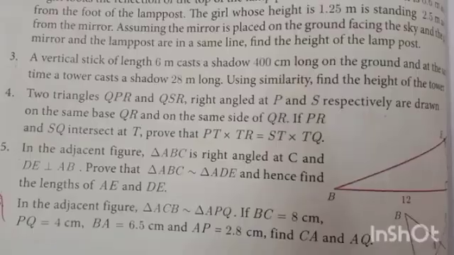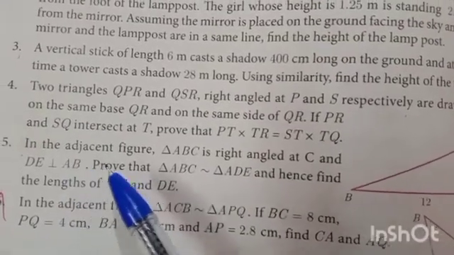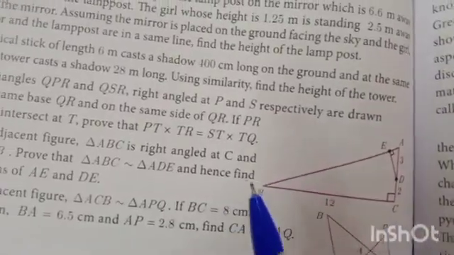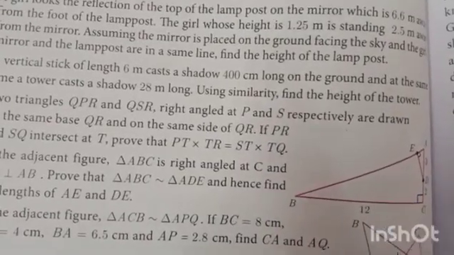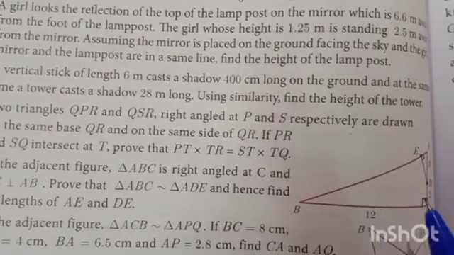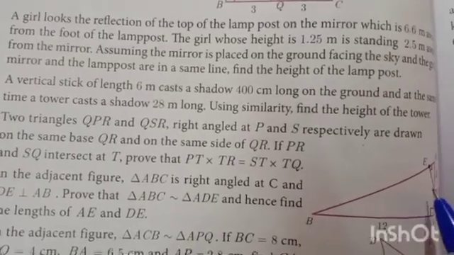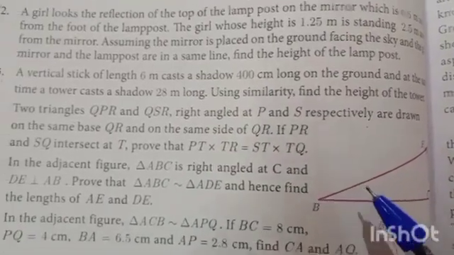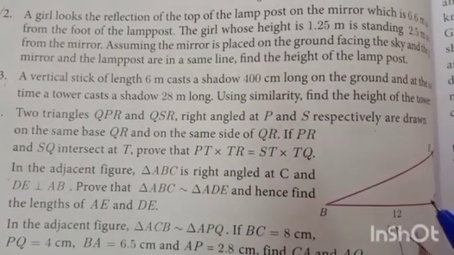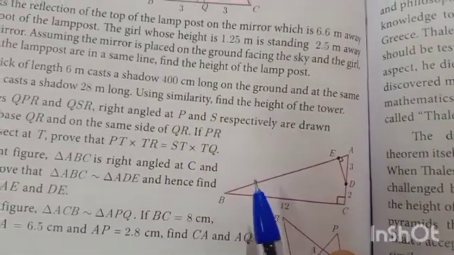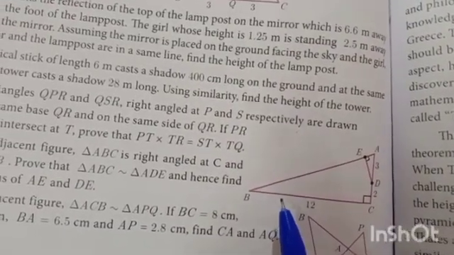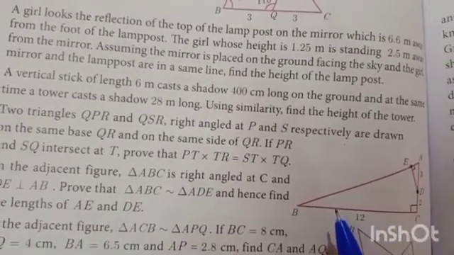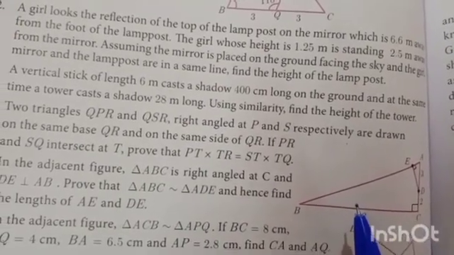Students, now the fifth question. In the adjacent figure, triangle ABC is right angled at C. The diagram is given. In triangle ABC, right angled at C, DE is perpendicular to AB. We have to prove triangle ABC is similar to triangle ADE, and hence find the lengths of AE and DE. AE we want to find, and also DE we have to find.